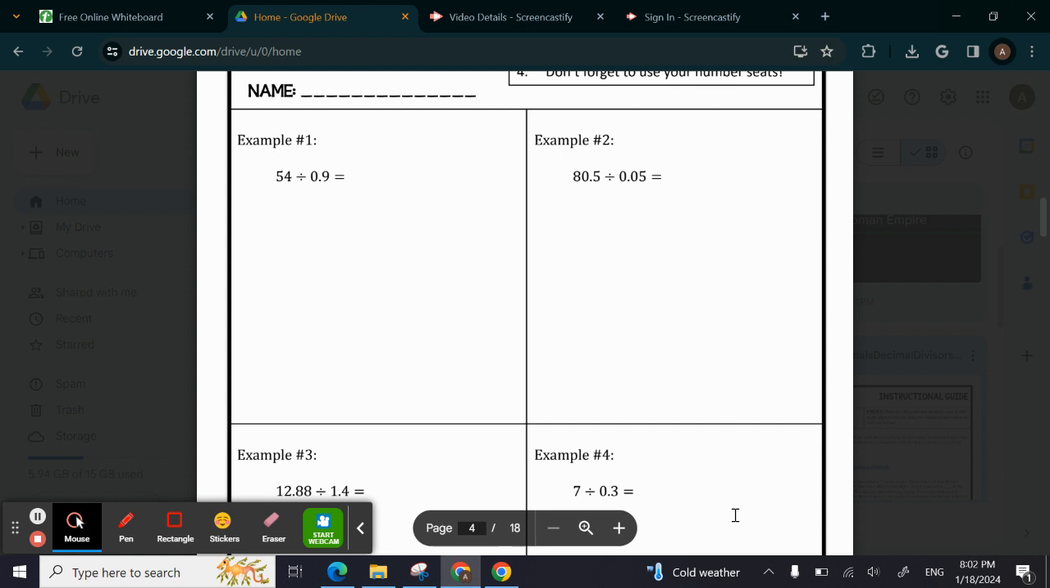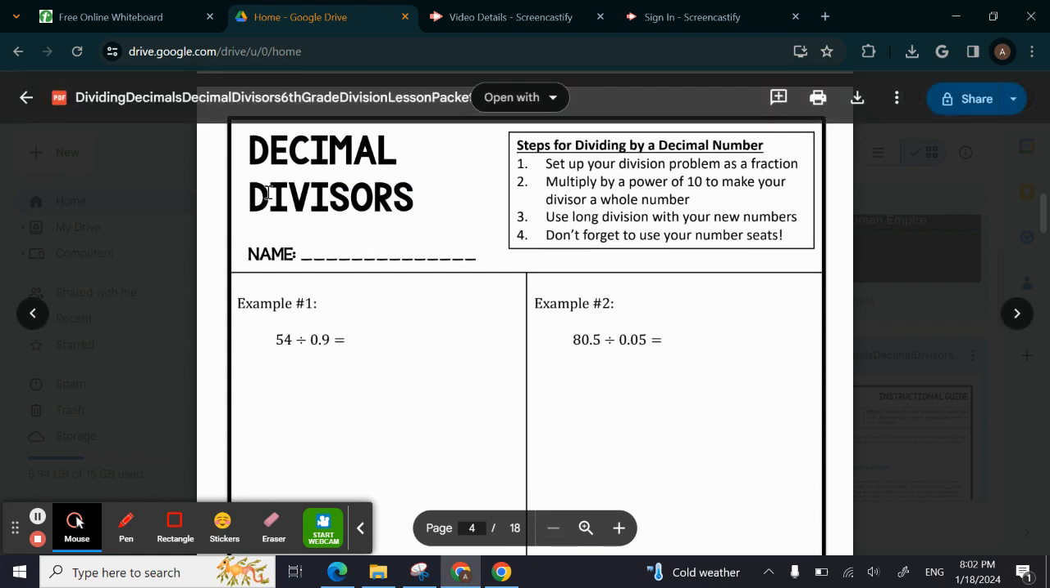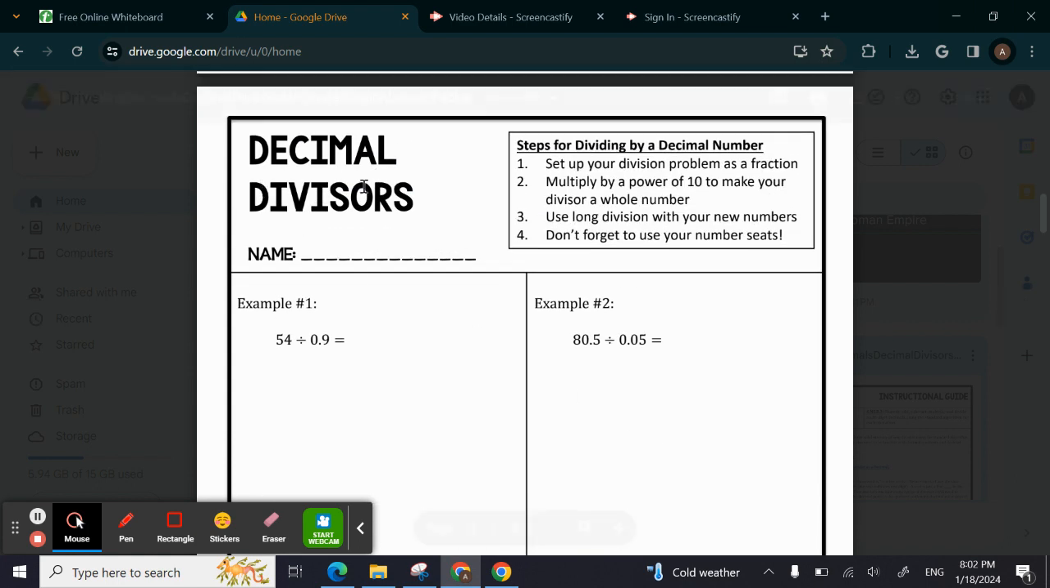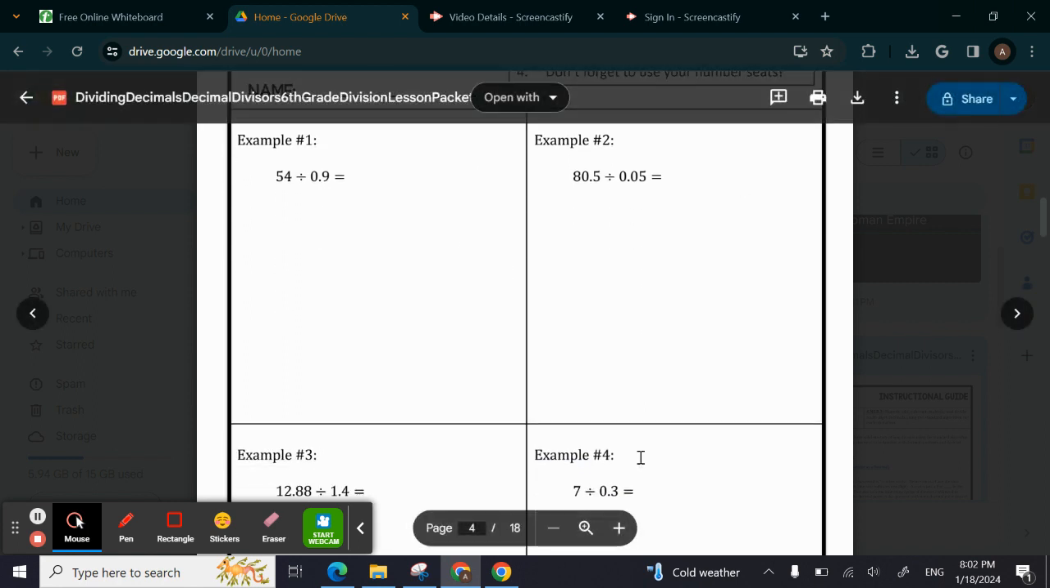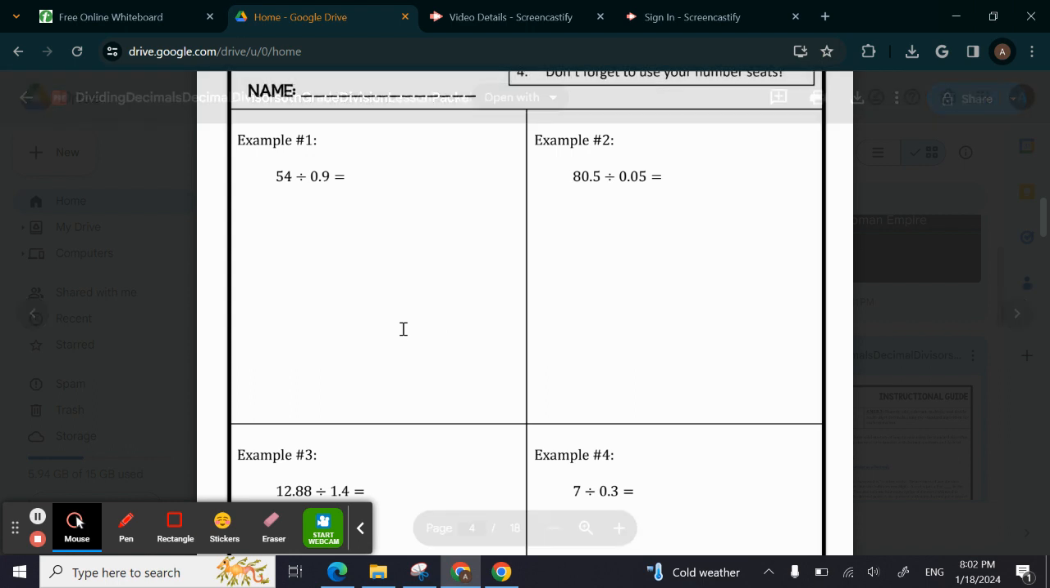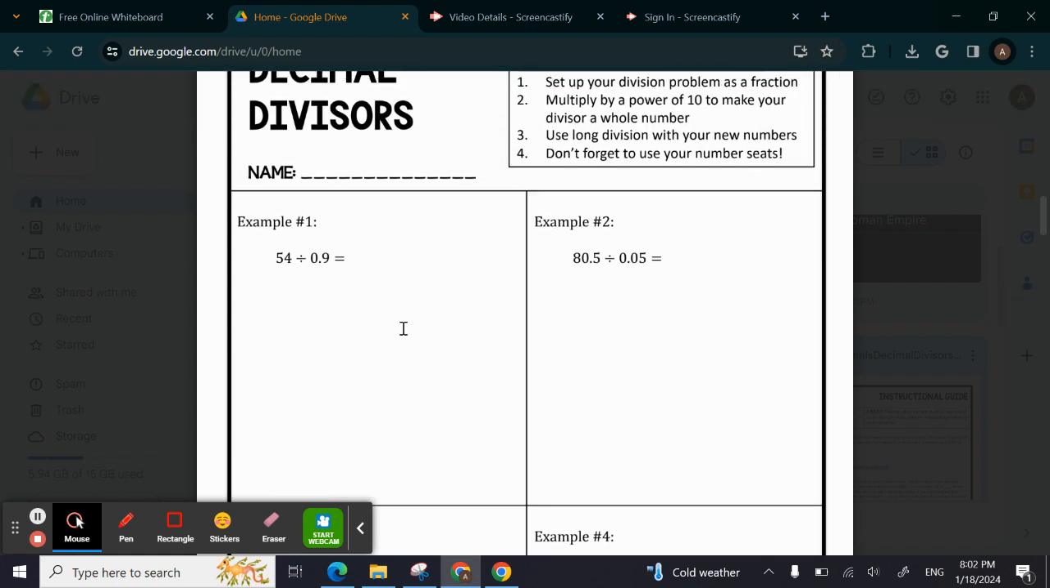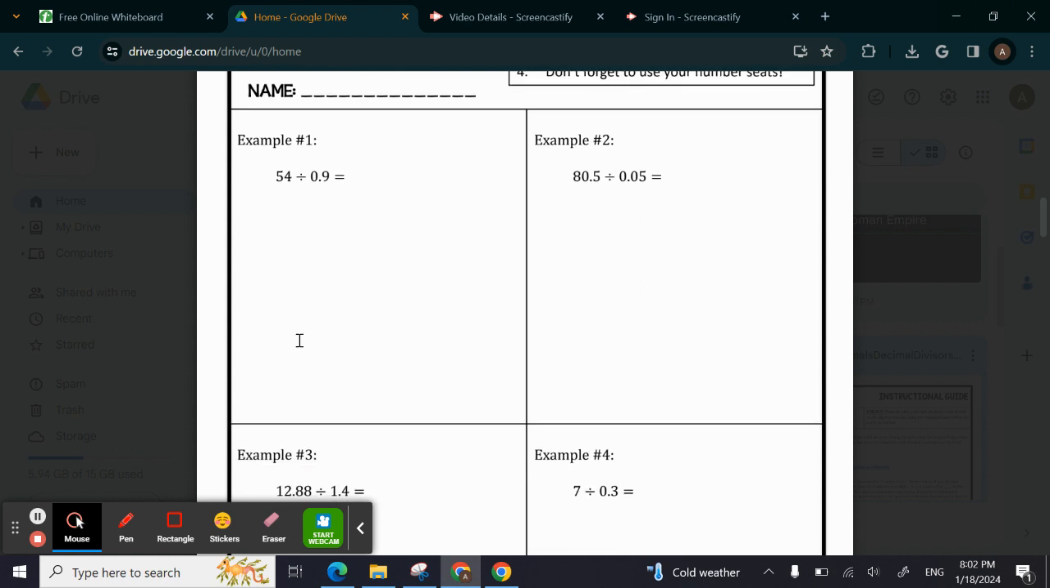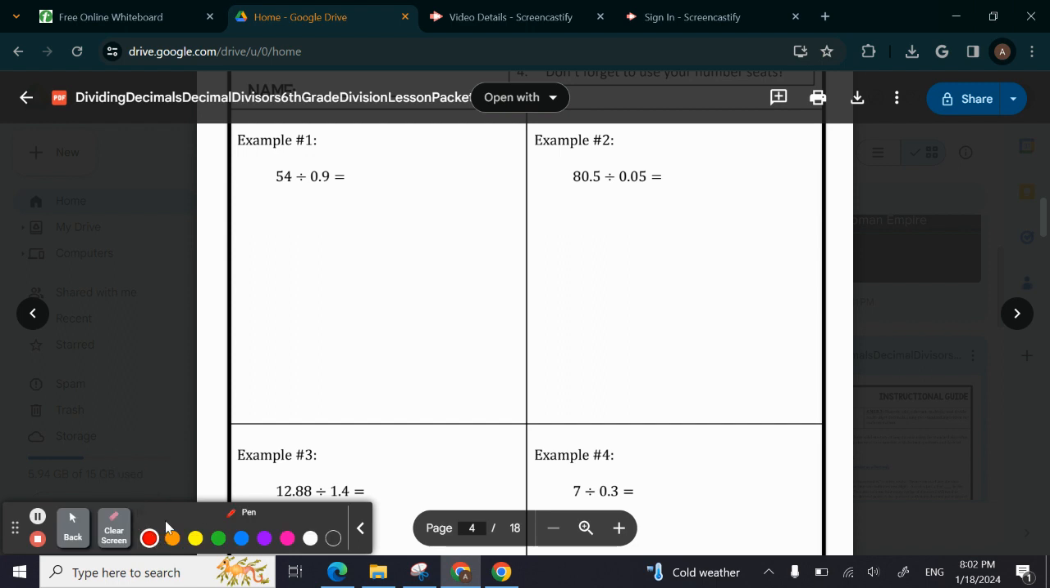So what I need you to do is pause the video and get out your packet and turn to the page that says decimal divisors at the top. That is today's lesson, and you will see 4 examples. 3 of them we are going to do together. So pause the video and find this page. Okay, now that you've found the page, let's go through these examples.